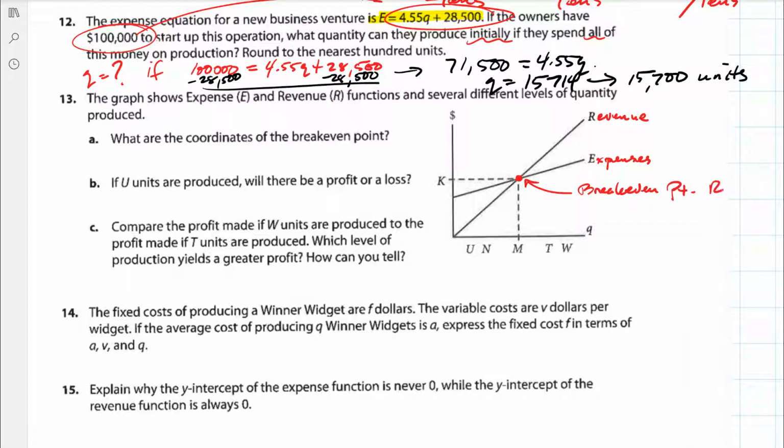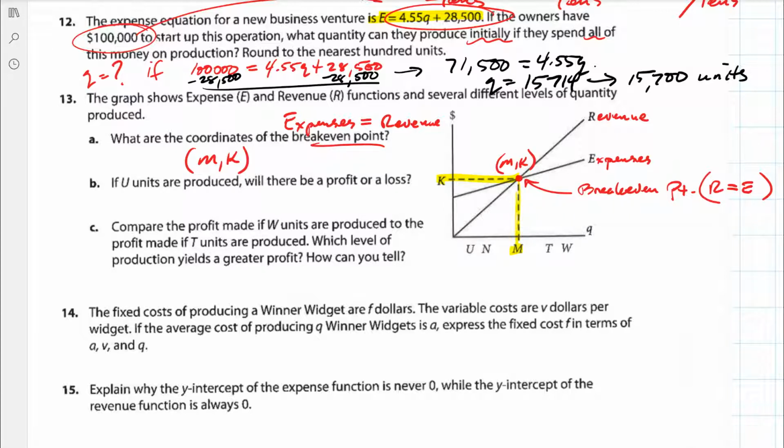R is equal to E. Expenses equals revenue. Okay, that's the break-even point. So what are the coordinates? Well, how about m comma k? So this is m comma k. Just read the graph. Let me highlight that. So you've got the coordinates of the break-even point. That's where revenue equals expenses.